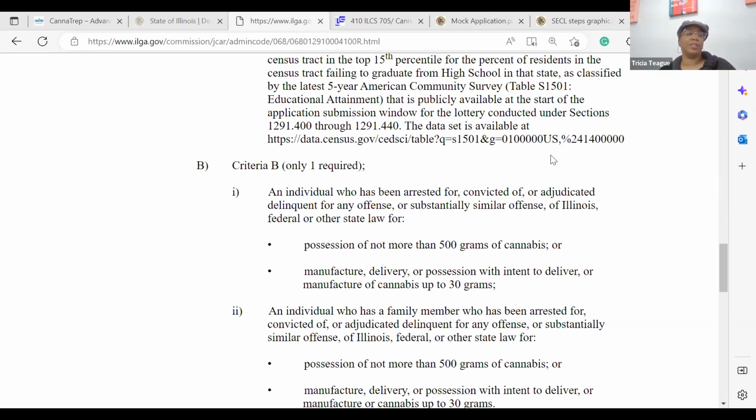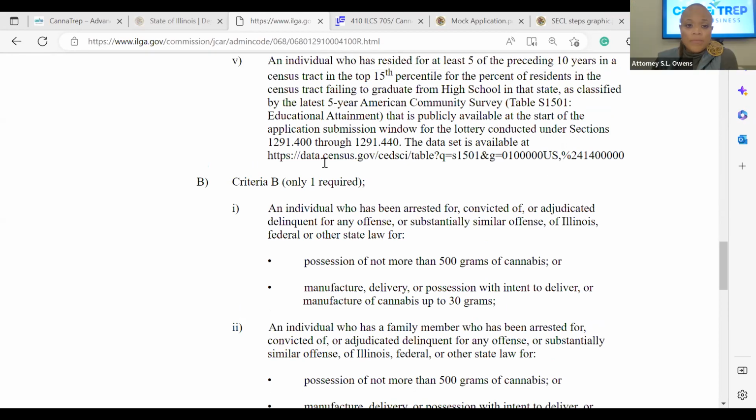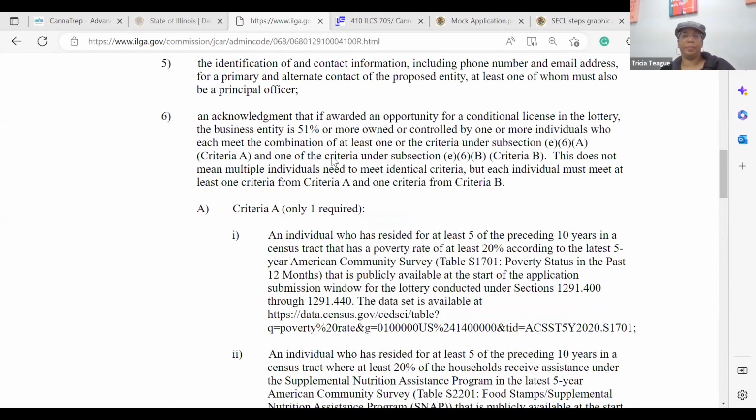All right. And the last question, just for clarity, do we have to qualify for both criteria A and criteria B? Great question. And the answer is, yes. The answer is right here in the rules, where it says, an acknowledgement that if awarded an opportunity for conditional license, the business entity is 51% or more owned or controlled by one or more individuals who each meet the combination of at least one of the criteria under A and one of the criteria under B. It's an and, not an or. So the answer is yes. Okay. And those are all of the questions that we have.